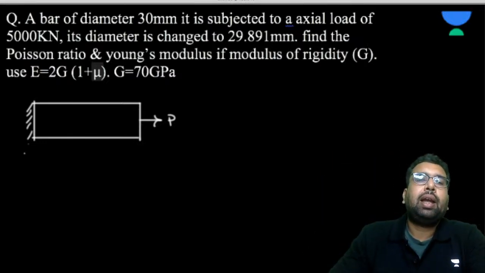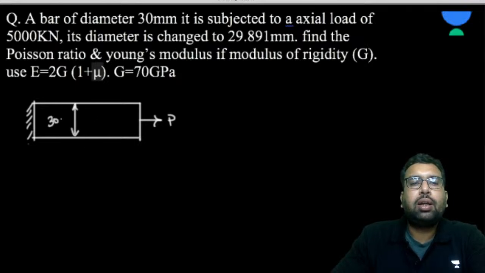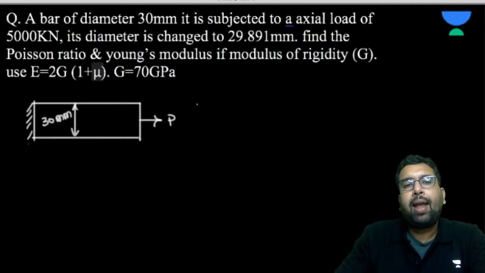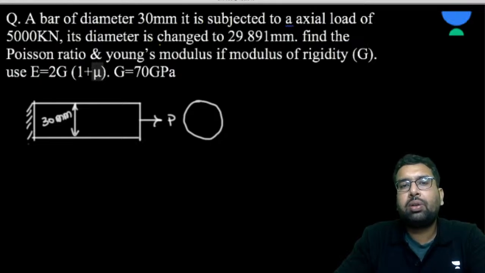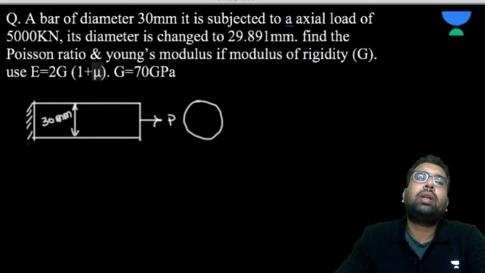So see, we have P and L. L is not given, okay, let go of it. What is the diameter? The diameter is given as 30 mm. So we have P and some diameter, so this must be a circular cross section. A bar of 30 diameter is subjected to an axial load of 5,000 kilonewton. Its diameter is changed to this. Find the Poisson ratio and Young's modulus, and one equation is given.